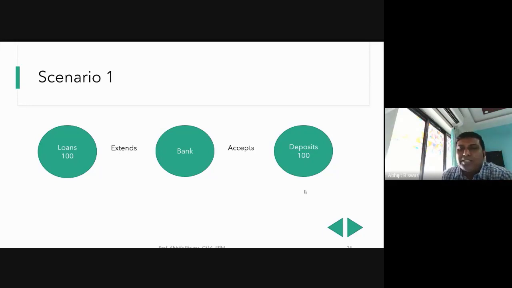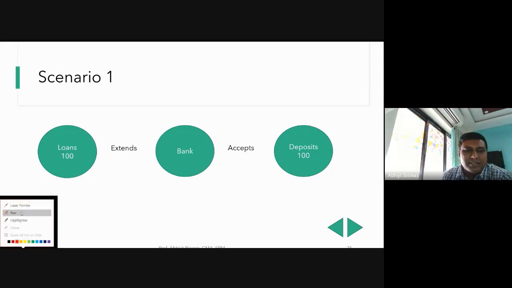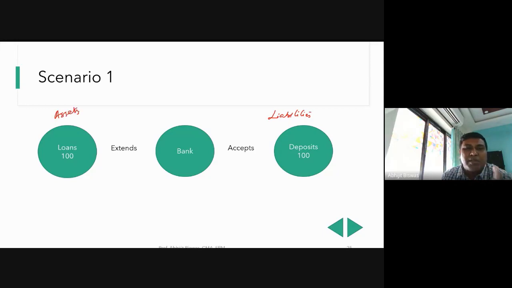See, these deposits are what? Borrowing by the bank. You are depositing money into the bank. So for the bank, these are liabilities, right? These deposits are the bank's liabilities. Yes or no? These deposits are liabilities. And the loans that they give out, these are assets. I'm talking from the point of view of the bank.